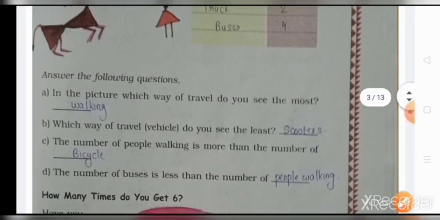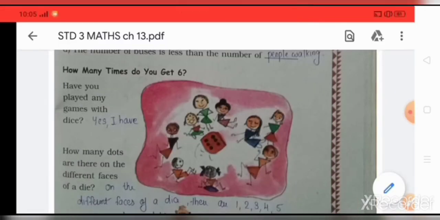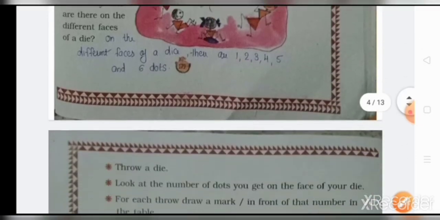And the number of people walking is more than the number of bicycles. The number of buses is less than the number of people walking. Any games with dice? Yes, I have. Then this is a die. How many dots are there on the different faces of a die? On the different faces of a die, there are 1, 2, 3, 4, 5 and 6 dots.